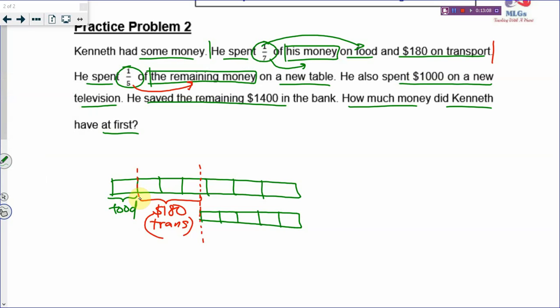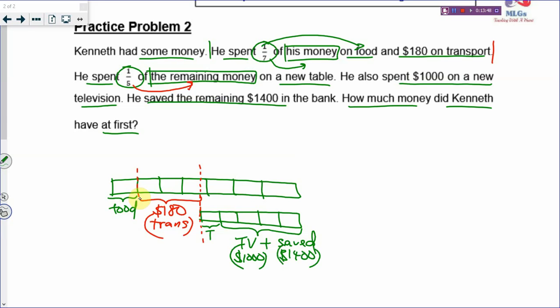And he spent 1 box on a new table. So this one will be T for table. Then there must be 4 boxes left, right? The 4 boxes which are over here. So what happened to these 4 boxes? He must have spent $1,000 on a new TV. So let's label TV. And he must also have saved the money. So this is also saved. So the rest of the 4 boxes, what happened to these 4 boxes? He spent on a new TV, which is $1,000, and he also saved $1,400. Can you see that?